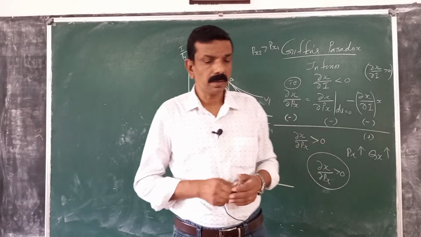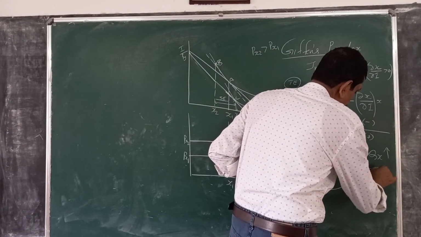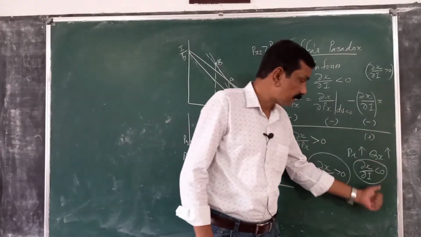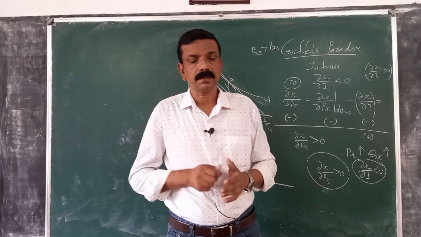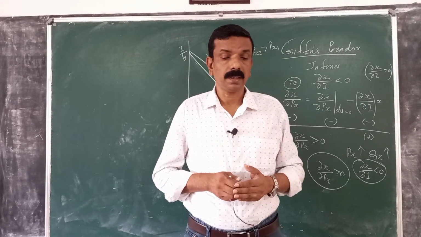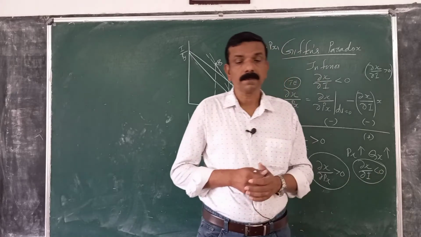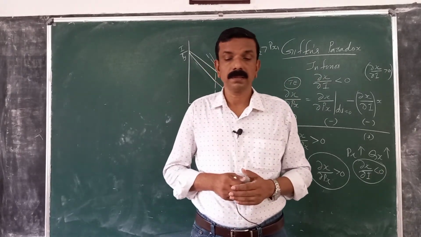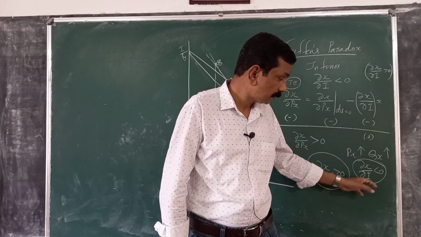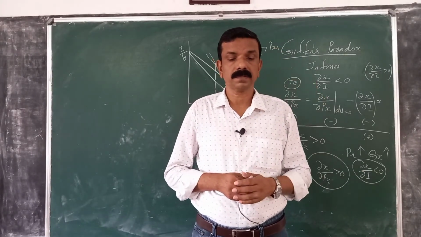And ∂x/∂I is less than 0. Potato is an inferior good. ∂x/∂I is less than 0, and expenditure on potato is a large part of income. As it is an inferior good, as income increases, consumption of potato decreases and consumption of meat increases.